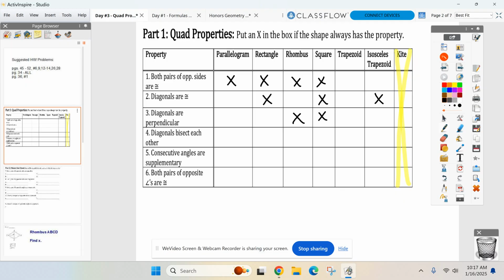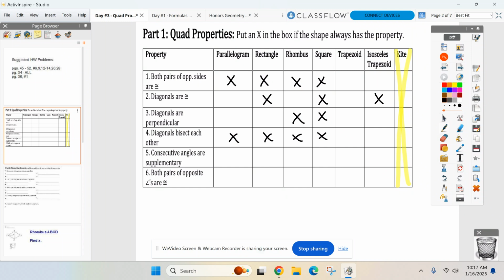Bisect each other. Parallelogram? Okay, so that means also rectangle, rhombus, square. Trapezoid? Nope. And how about isosceles trapezoid? Yes or no? Diagonals bisect each other in an isosceles trapezoid? No, they're only congruent in an isosceles trapezoid.